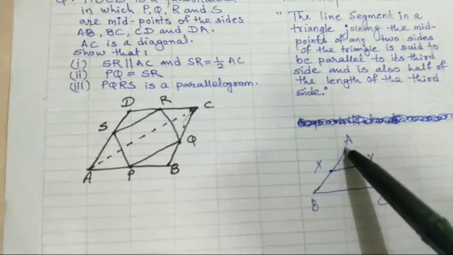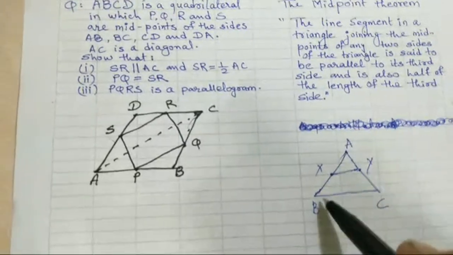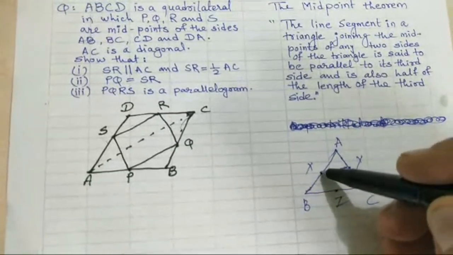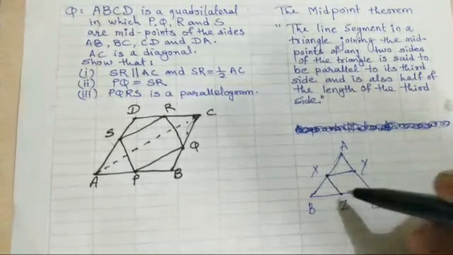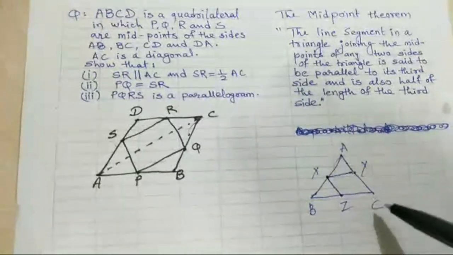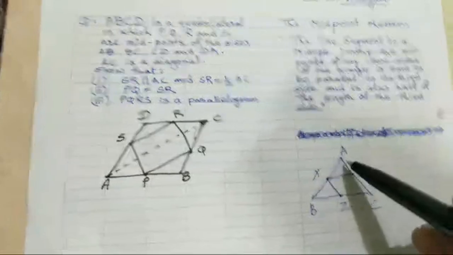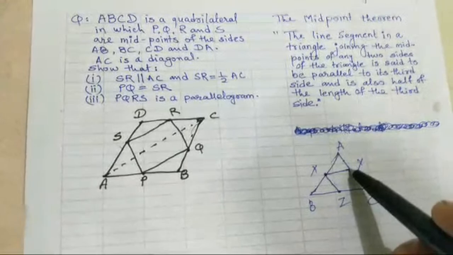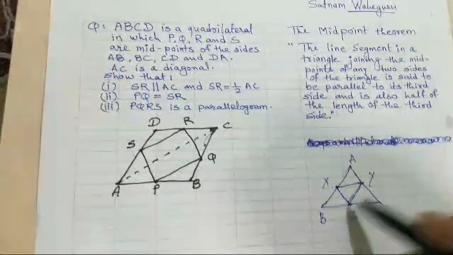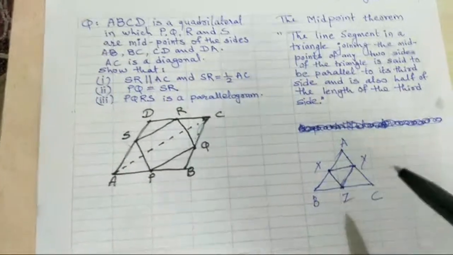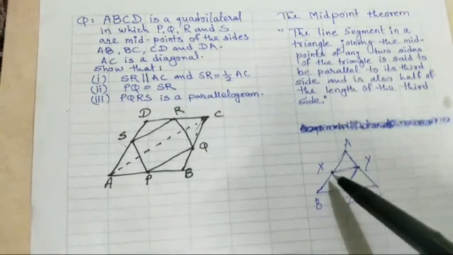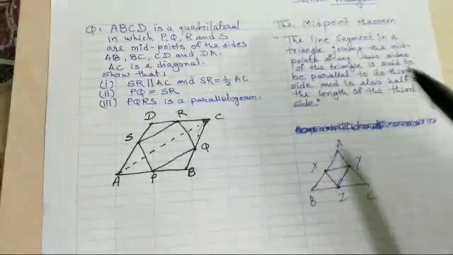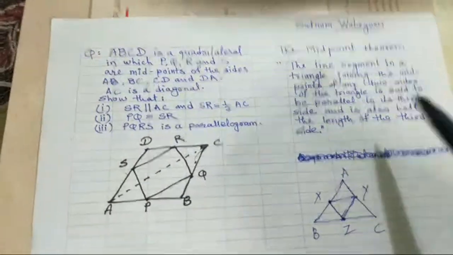If you take two sides as AB and BC, suppose the midpoint of BC is Z here. So the line segment joining the midpoints X and Z is always parallel to the third side, meaning XZ is always parallel to AC. And if you take the line segment YZ, it will always be parallel to AB. So the line segment joining the two midpoints will always be parallel to the third side of that triangle, and that is called the statement of the midpoint theorem.